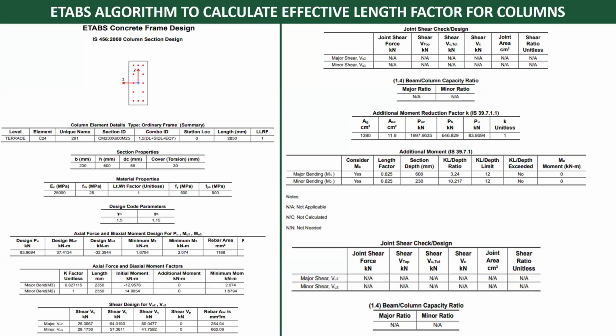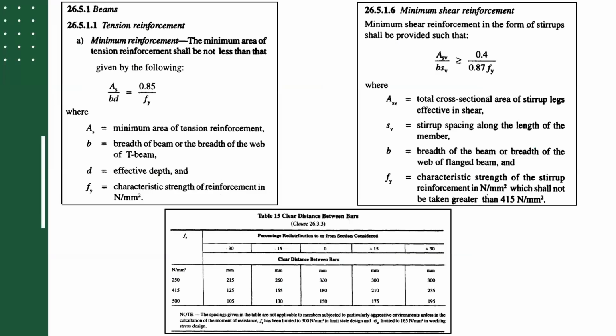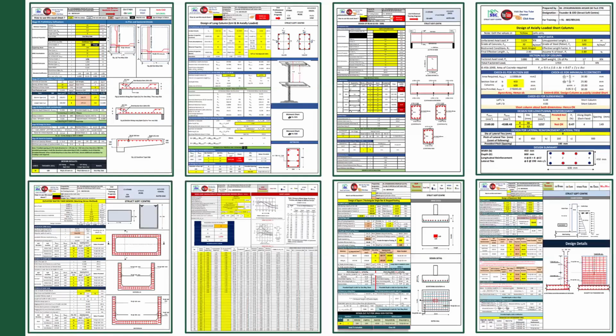After that is complete, at this stage, we are taking the help of Excel. We have a next-level, very advanced Excel sheet that is capable of cross-checking your ETABS results for your beam, for your column, for your slab, for your long column, short column, and for different elements.